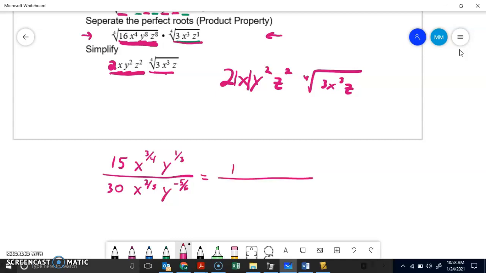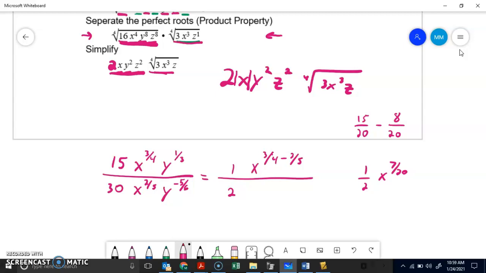That reduces to 1 over 2. What I'm going to do with my x's is when you divide, you subtract. So I'm going to do x to the 3/4 minus 2/5. So we need a common denominator of 20. So multiply top and bottom by 5 in the first one. There's 3/4. Top and bottom by 4 to make 20 there. That's 8/20. That's that 2/5. 15 minus 8 is 7/20. So what I have is 1/2 and then x to the 7/20.